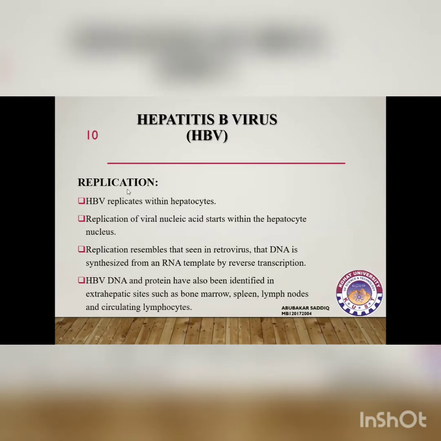So now replication. HBV replicates within the hepatocyte. Replication of the viral nucleic acid starts within the hepatocyte nucleus, meaning within the host cell, the liver cell. Replication resembles that seen in retroviruses, in that DNA is synthesized from an RNA template by reverse transcription, just like in HIV. HBV DNA and protein have also been identified in extrahepatic sites such as bone marrow, spleen, lymph nodes, and circulating lymphocytes. So, other than the liver cells, the HBV virus can also be present in bone marrow, spleen, lymph node, and circulating lymphocytes.